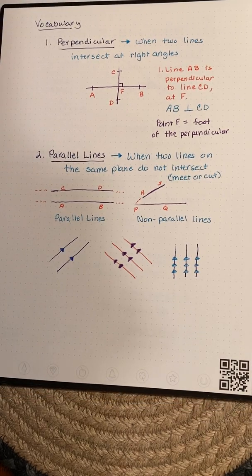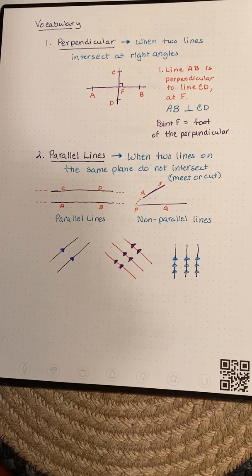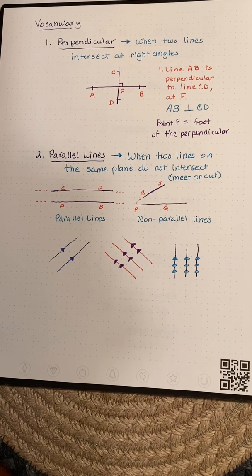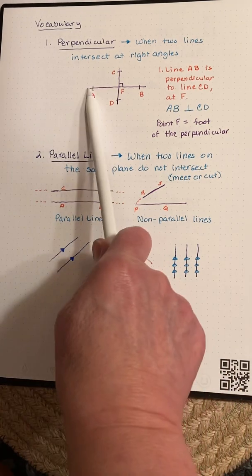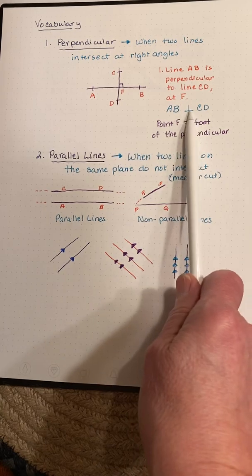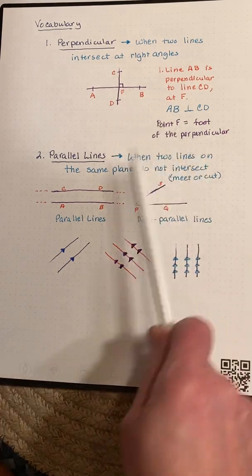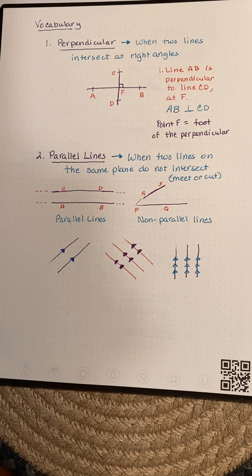So vocabulary, again, perpendicular is when two lines intersect at right angles, and then we would have four right angles in this case. So line AB, we would say, is perpendicular to line CD at F. And this is the symbol for perpendicular. Point F is also called the foot of the perpendicular because that's where it happens.